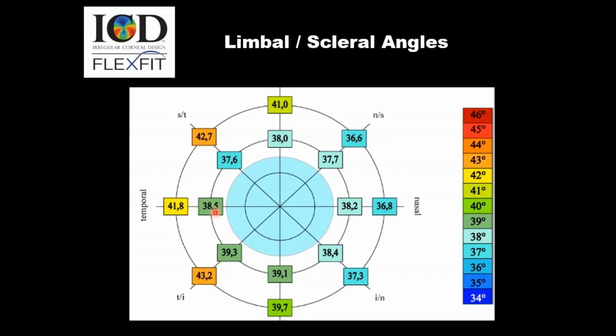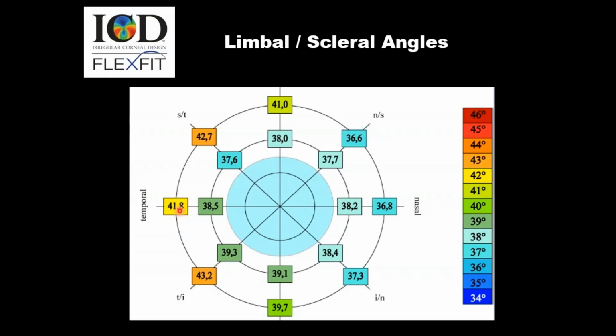So less likely that you'll need a toric. The farther out you go, the more likely you're running into asymmetry, and therefore a toric landing may be more called for. So the smaller the lens, you want a symmetric. The larger the lens, you may want a toric. And that's why the ICD FlexFit comes as a symmetric 14.8 and a toric or dual depth landing 16.3.